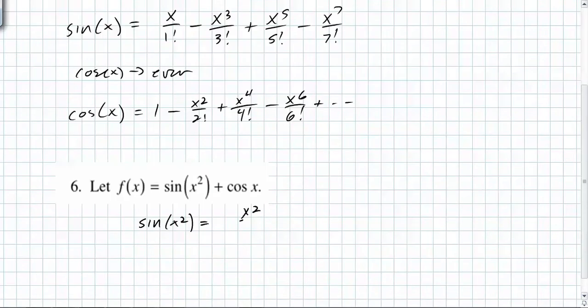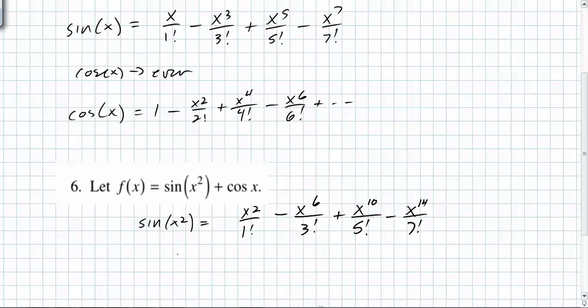Exactly. Okay. Now, sine of x squared, what's that going to be? It's going to be x squared over 1 factorial minus x to the 6th over 3 factorial plus x to the 10th over 5 factorial minus x to the 14th over 7 factorial.